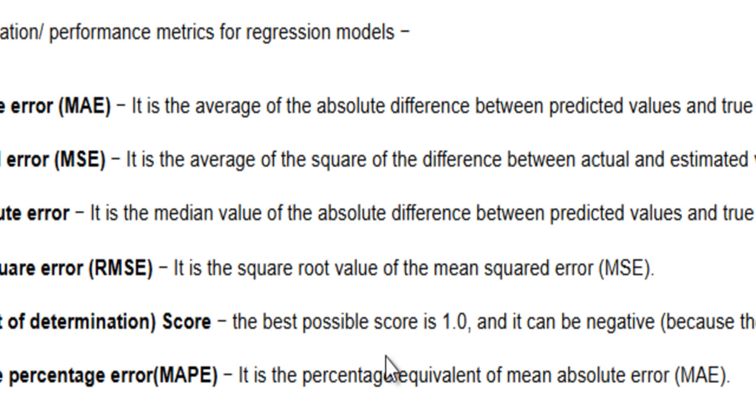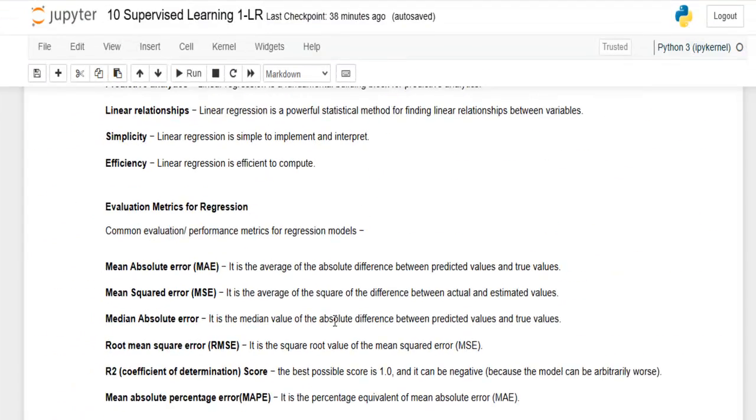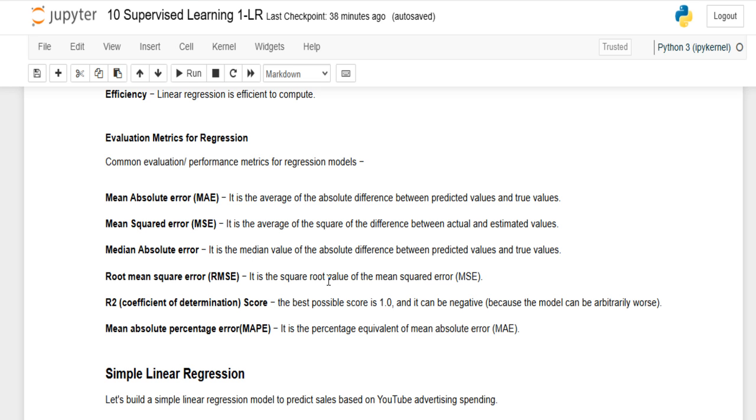And the R square, that's the coefficient of determination, the best possible is 1.0. So the higher it is, the closer to 1.0, the better. That's what I'm trying to say. It can be negative sometimes, because the model can actually be worse; it can decline, it can regress.